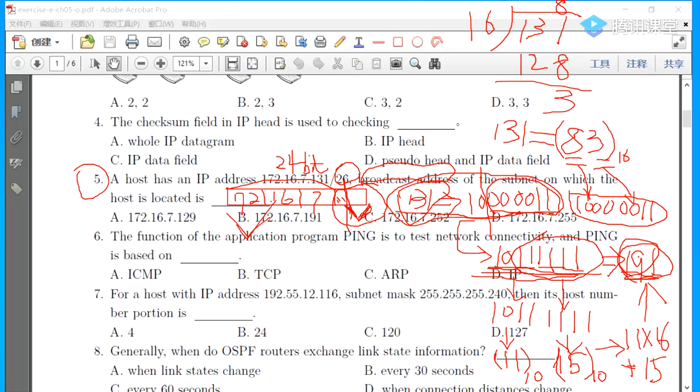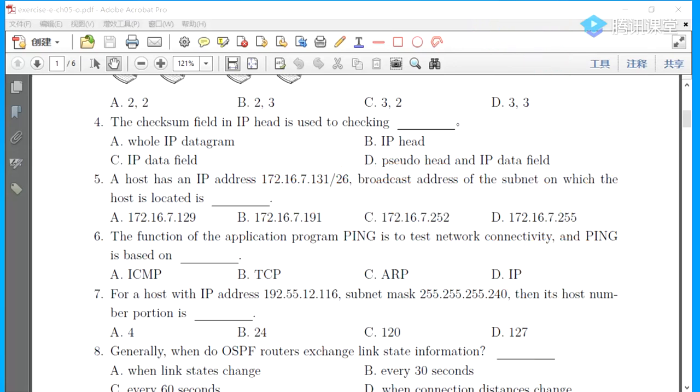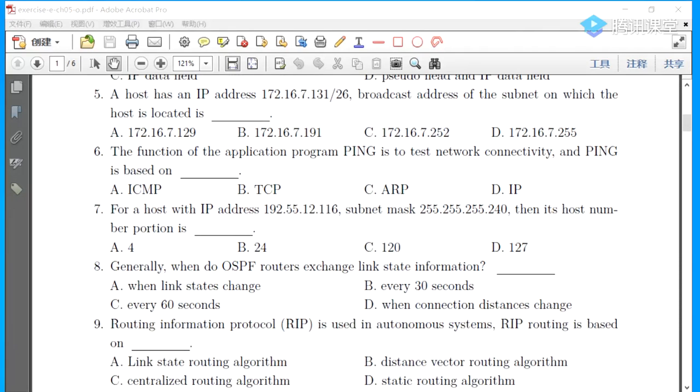Then, next question. Question 6. The function of the application program PING is to test the network connectivity, and PING is based on ICMP.